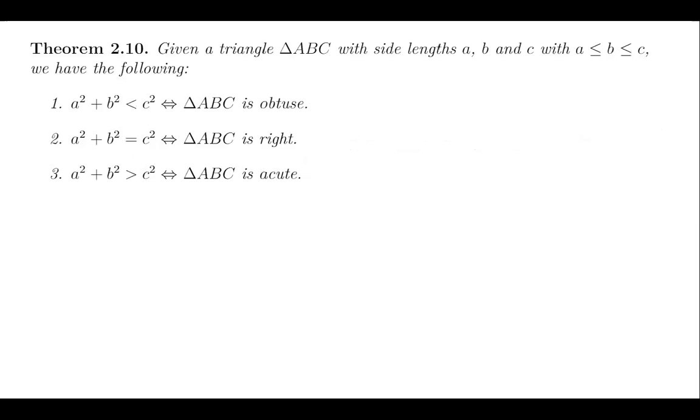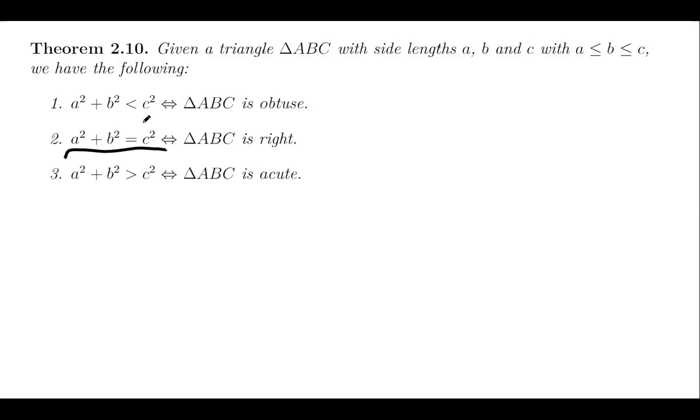And the final theorem we want to cover is an extension of the Pythagorean theorem. But we extend it to triangles that are not just right triangles. So first we have this, a squared plus b squared equals c squared. If that is true, then the triangle has to be right.